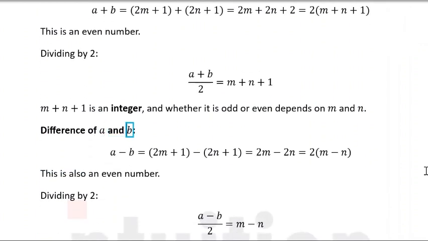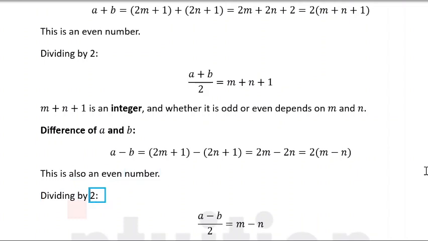Difference of a and b: a minus b equals (2m plus 1) minus (2n plus 1) equals 2m minus 2n equals 2(m minus n). This is also an even number.